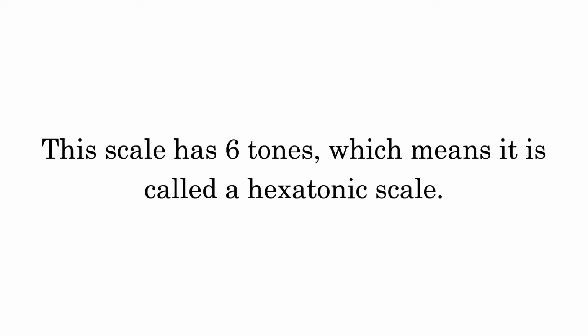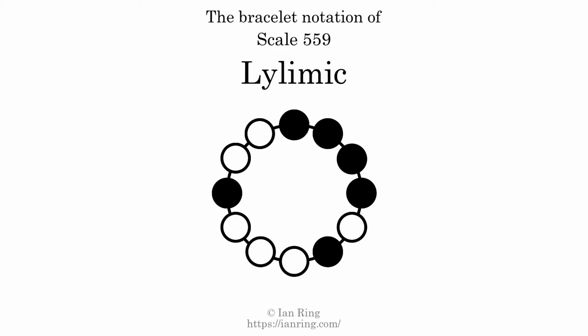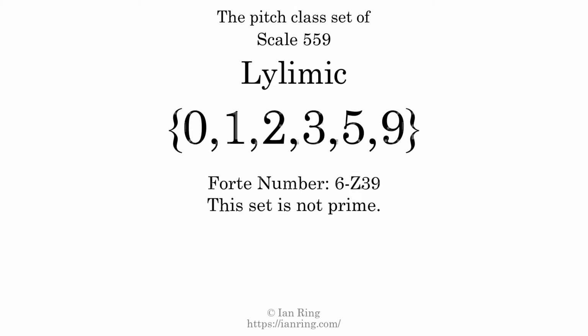This scale has 6 tones, which means it is called a hexatonic scale. This is a bracelet notation diagram of scale 559. The shaded circles represent tones that appear in the scale, and they are read clockwise, starting at the top. The pitch class set for this scale is 0, 1, 2, 3, 5, 9. The forte class is 6Z39. This set is not prime.